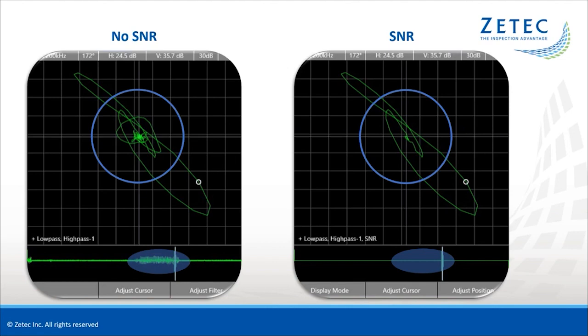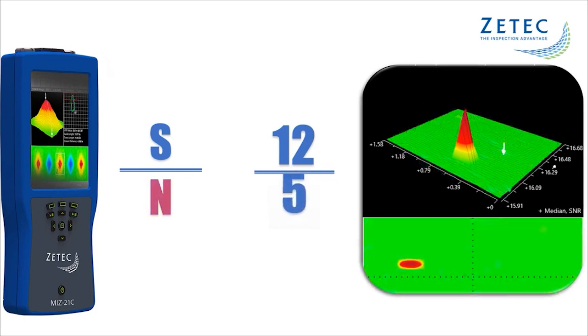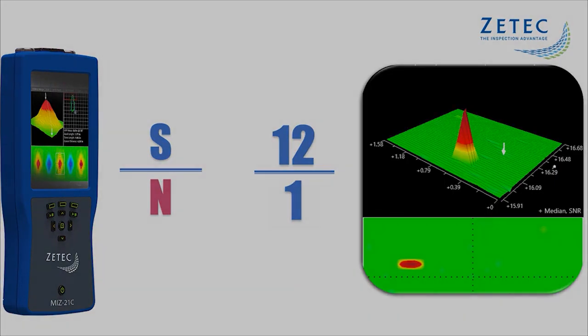You can scan your data and apply your filters and other settings after acquisition, as I'm doing here in this demonstration. As you can see, the SNR filter on the MIZ 21C can reduce the N, or noise part of the ratio, without affecting the S, or signal part of the ratio, therefore giving you a better SNR. Now you can increase the POD of the exam, you can look deeper into your data, and make the analysis of your data easier.